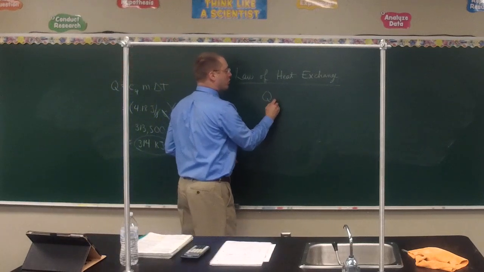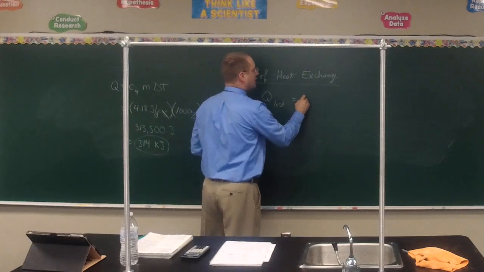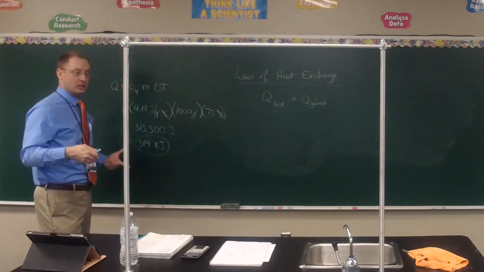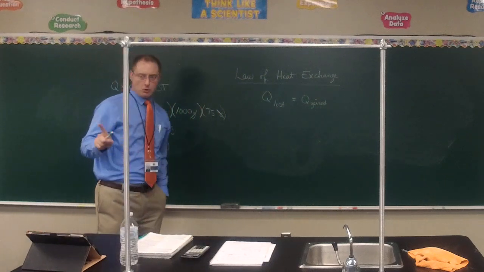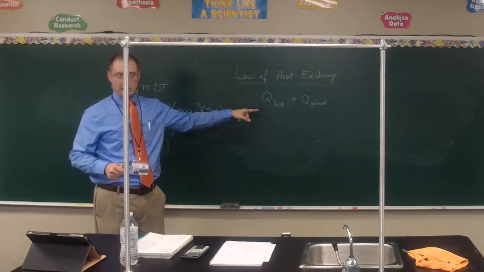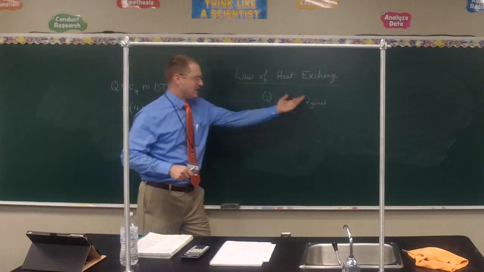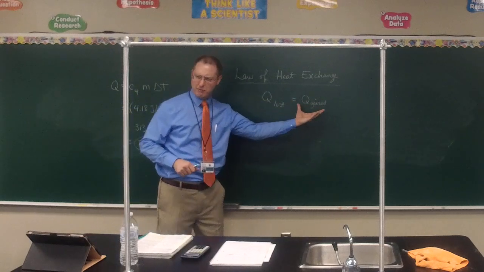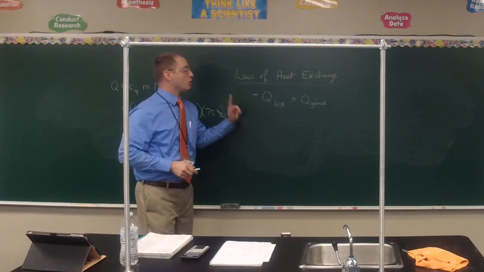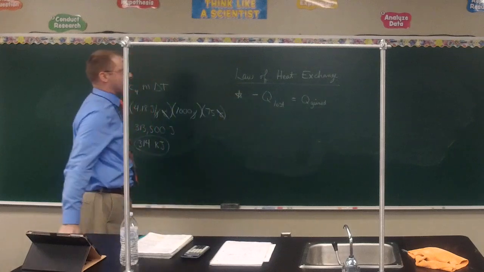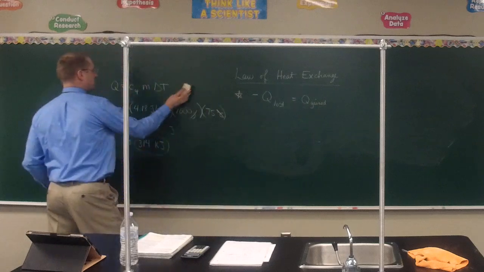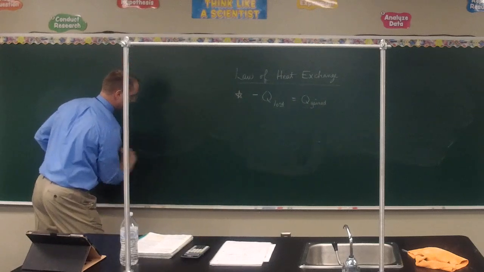So we could say that Q lost by one body equals Q gained by the other if the heat exchange takes place in an insulated system. Well, that's almost true. Remember, a loss of energy, how do we indicate losses in physics? Negatives. Gains would be positive. Will a negative ever equal a positive? No. But if I made this negative Q lost, that would give me the double negative, wouldn't it? So here's the equation to know. Negative Q lost equals Q gained. And that way the sign conventions work out the way that they should.